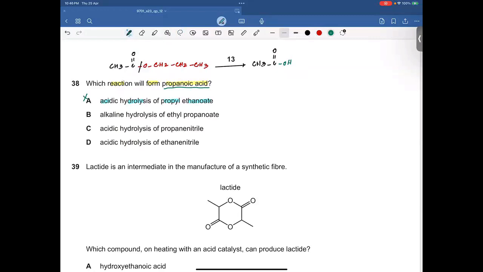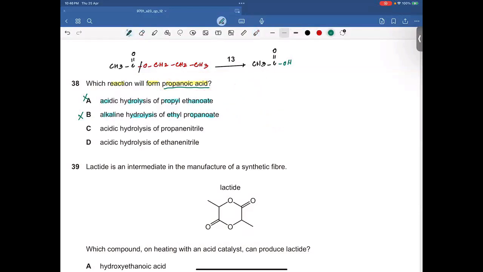Option B is also incorrect because when an ester undergoes alkaline hydrolysis, obviously you will get two different products, alcohol and salt of acid. And the examiner is asking for propanoic acid, not for the salt of acid. Okay, I hope you remember this. I've done this entire information in my lecture, but let me solve this.